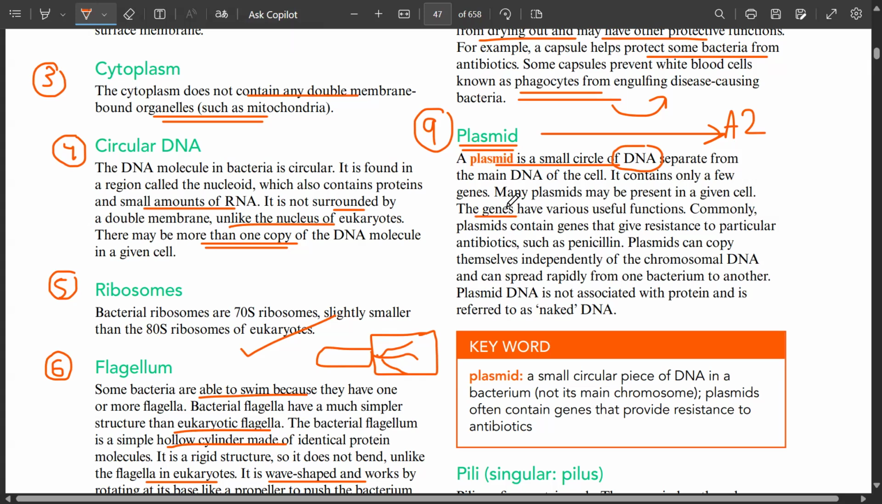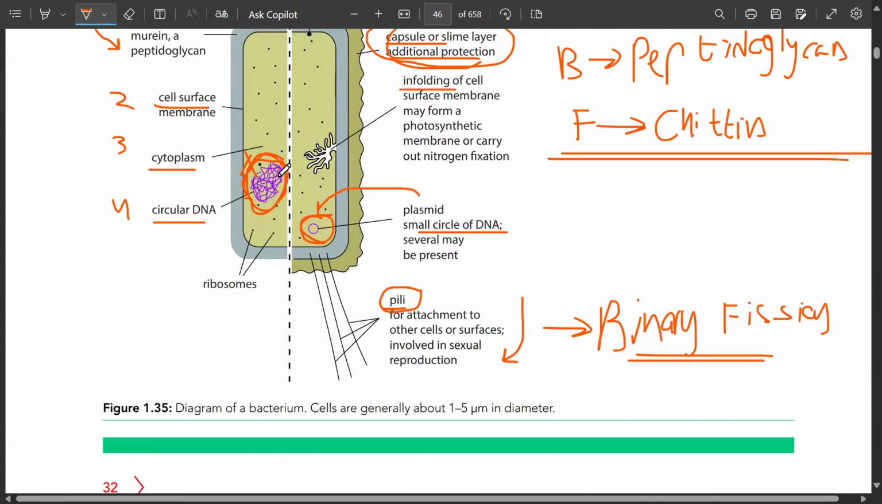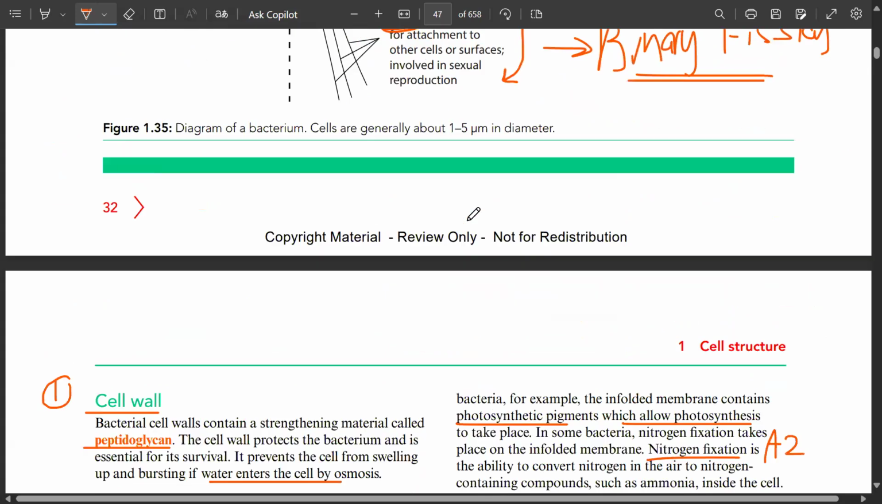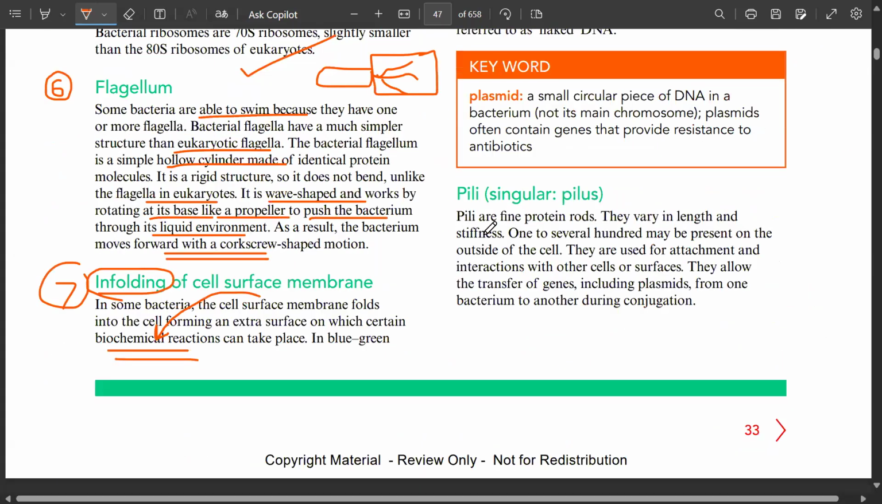The genes the circular DNA contains are general ones, but the genes that this plasmid contains have various useful functions. Commonly, plasmids contain the genes that give resistance to particular antibiotics such as penicillin, and they can copy themselves during binary fission as well and can spread rapidly from one bacterium to another. Whereas the circular DNA has all the basic characteristics that are present in normally all of the bacteria. But the plasmid is a special DNA, you can say, which has various essential and important functions.